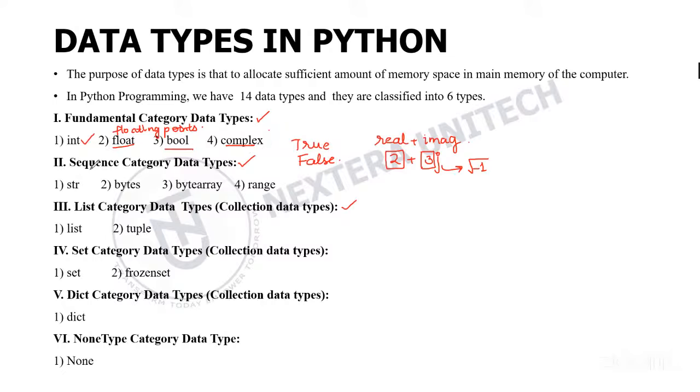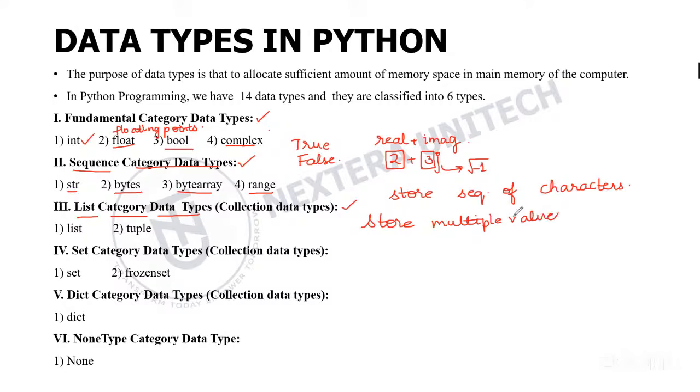And then we've also learned about sequence category data types. So these are used to store ordered collection of values or to store sequence of characters. So in sequence category data types, we have string, bytes, bytearray, and range. And then we've also learned about list category data types. So these are used to store multiple values. So list and tuple are used to store multiple values.